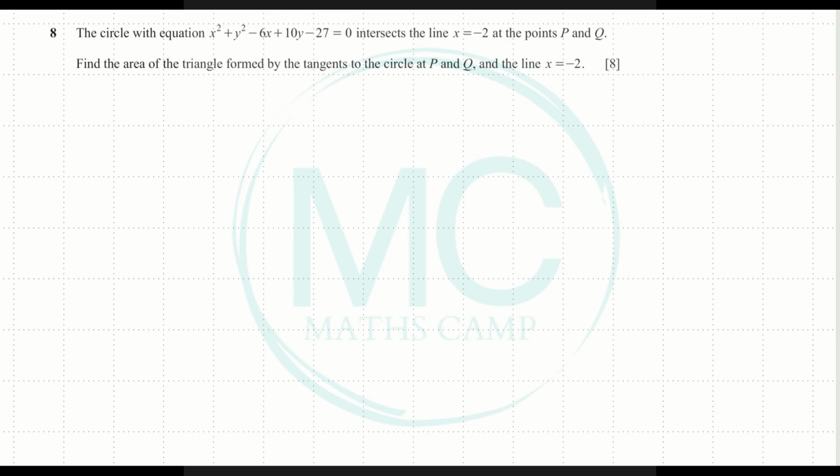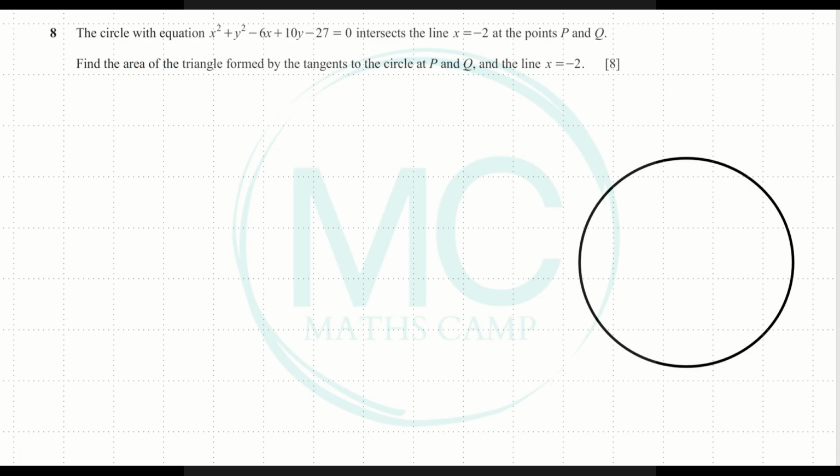The circle with equation x squared plus y squared minus 6x plus 10y minus 27 is equal to 0 intersects the line x is equal to negative 2 at the points P and Q. Find the area of the triangle formed by the tangents to the circle at P and Q and the line x is equal to negative 2. In this question, we need to find the area of the triangle. And a good place to start is to try and get a general idea of the triangle that we're working with. We are working with a circle.